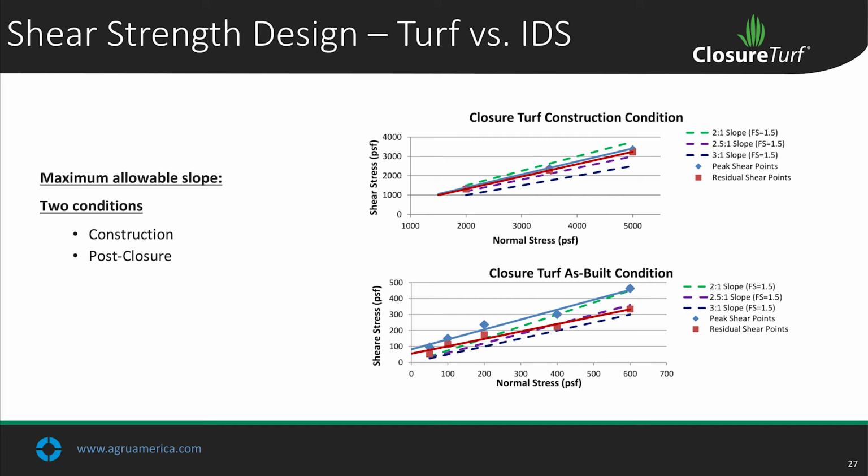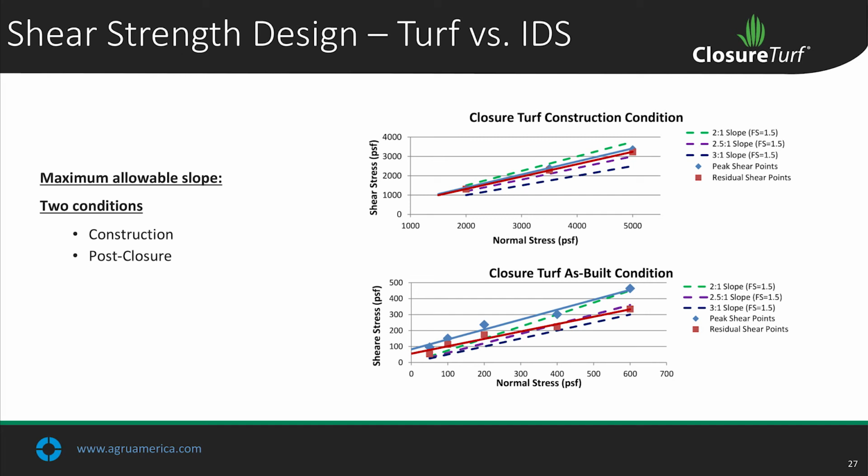Shear strength design. Well, let's start off with shear strength between turf and the integrated drainage system, or the stud layer, Super Gripnet. Well, maximum allowable slopes for two conditions. Construction, in which case we've got these peak and residual shear points here from direct shear testing of turf versus Super Gripnet, and compare them to the 2-to-1 slope, 2.5-to-1 slope, and a 3-to-1 slope for stability.